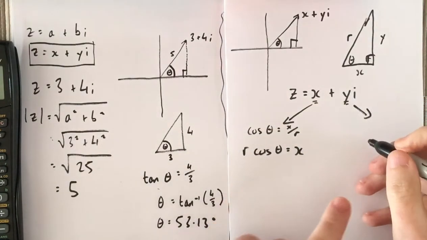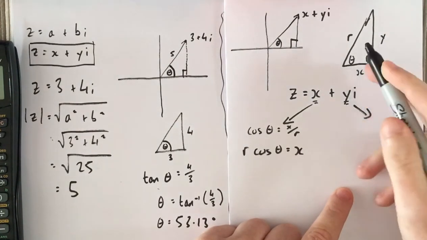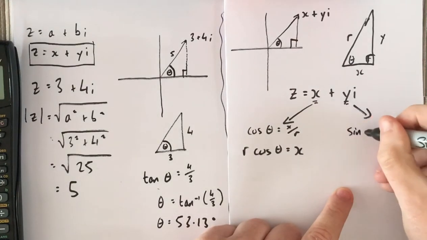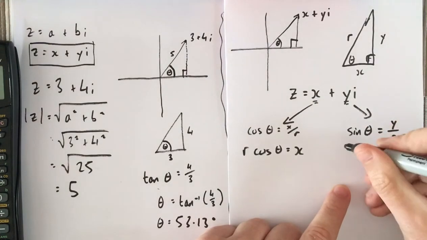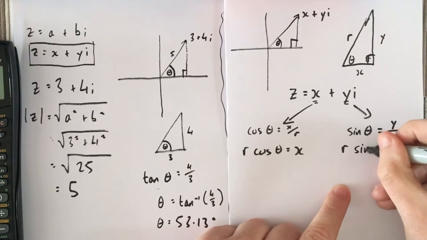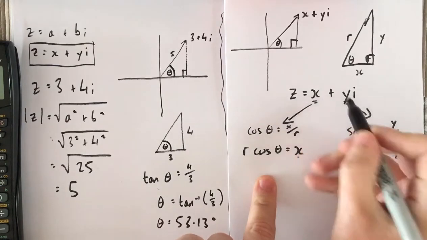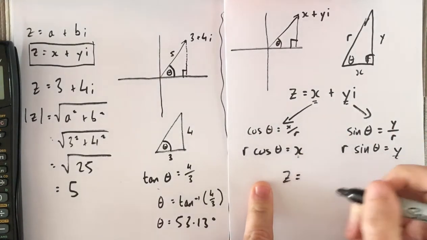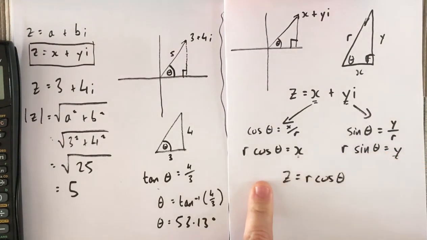Do the same thing with the y. So y is opposite theta. So opposite and hypotenuse is sine. So the sine of theta is y over r. Same thing, bring the r over. So r times sine theta is equal to y. And now I can sub back in here. So my z is now, instead of x, r times cos theta, plus instead of y, r sine theta, times i.